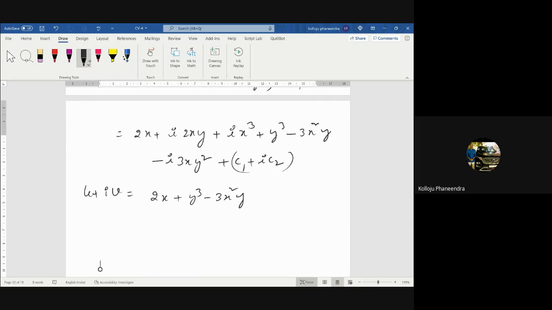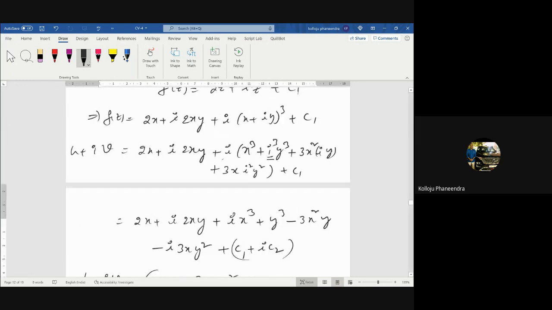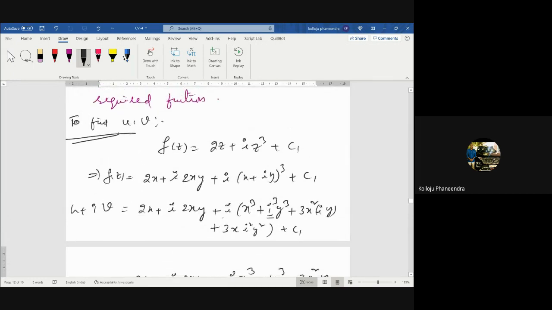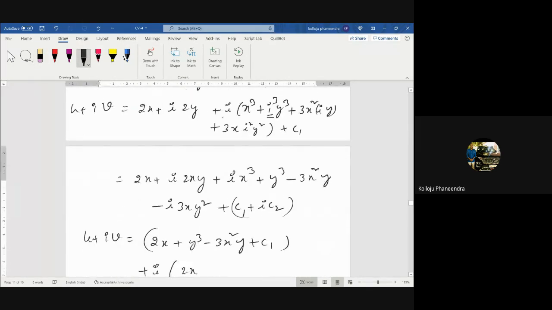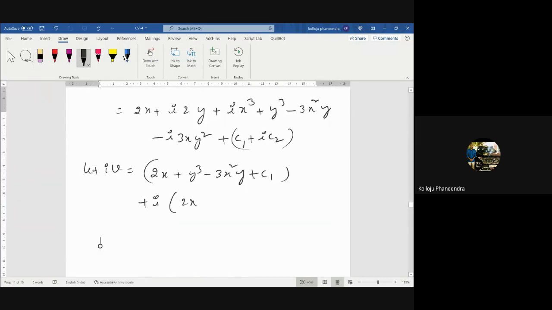Plus c1, plus i into the imaginary part. How is it? 2z only, so 2y only. There is no x here. So this is 2y plus x cube minus 3x y square plus c2.